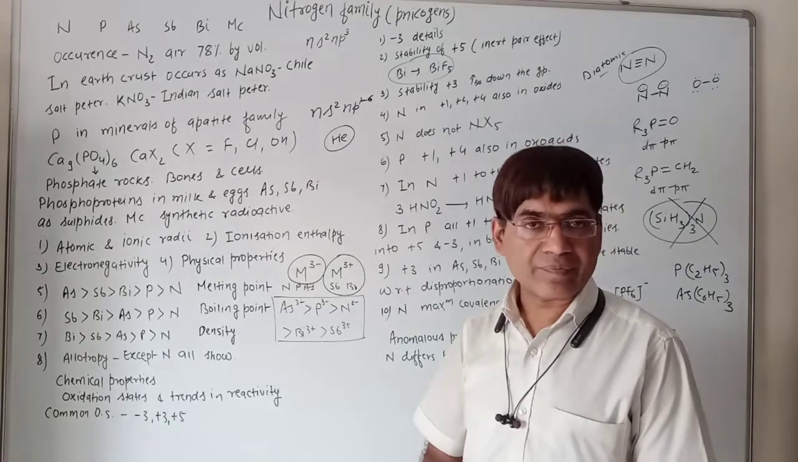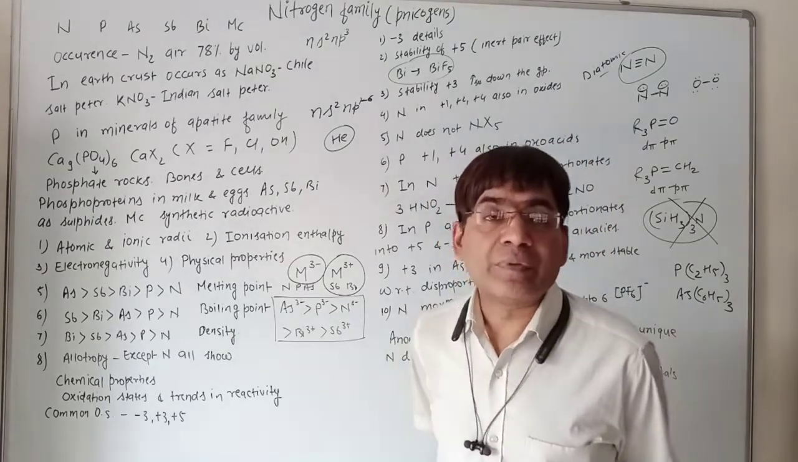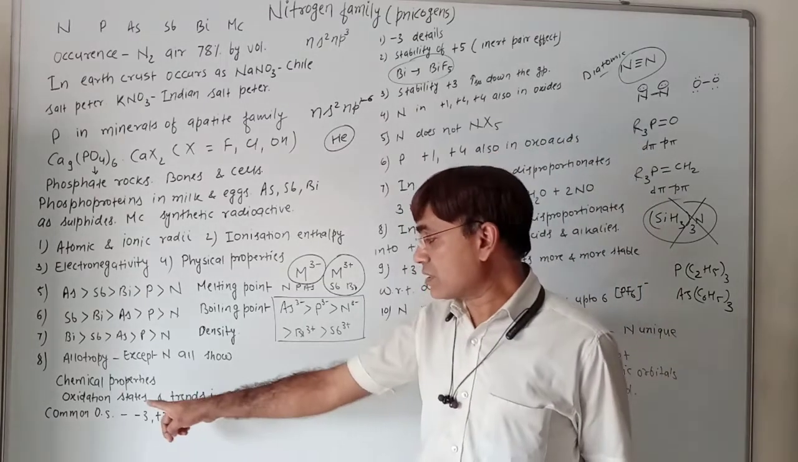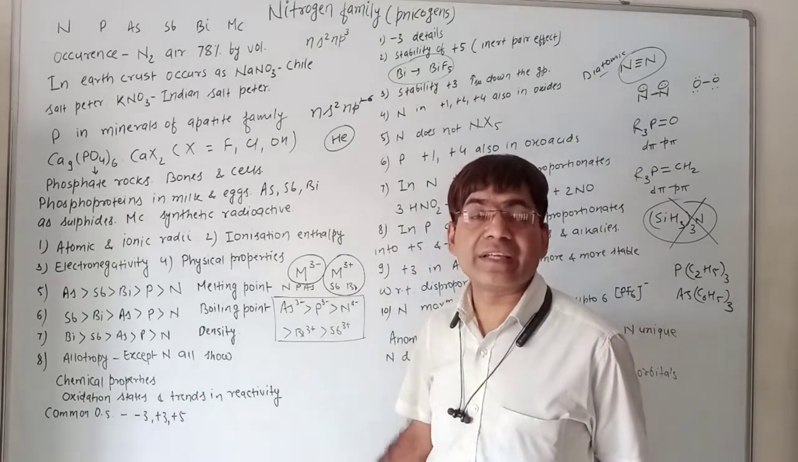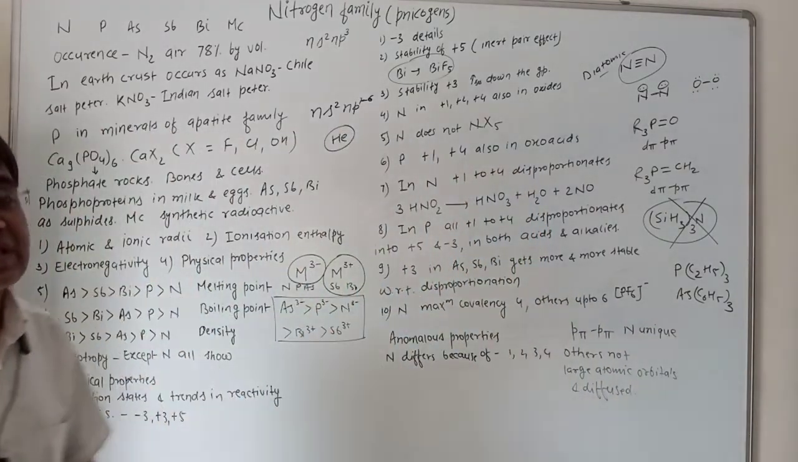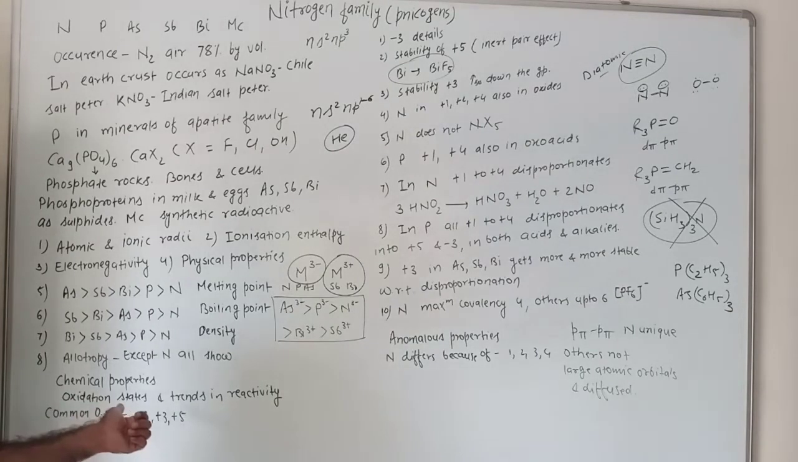in reactivity. Right? So in chemical properties, the very first thing which we are going to discuss is the oxidation state and trends in chemical reactivity. Okay. So in that, the very first thing is the common oxidation states exhibited by these group members. These are -3, +3 and +5. The most common oxidation states shown by these group elements are -3, +3 and +5.